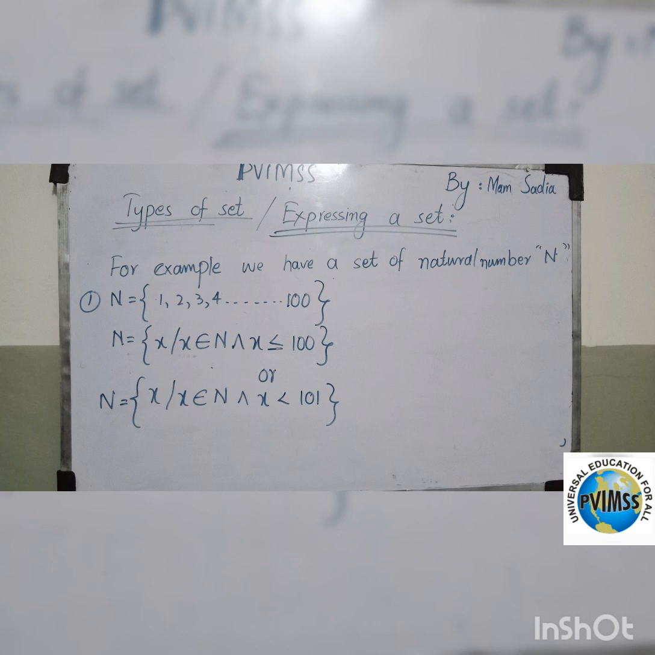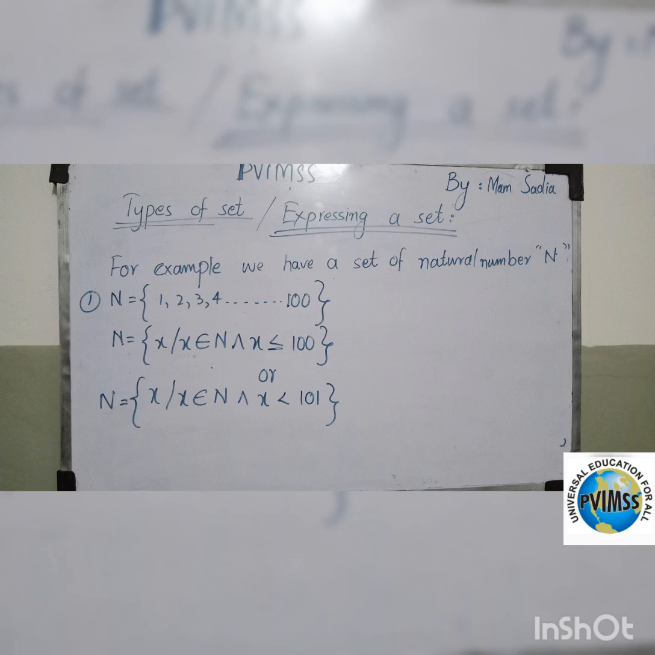How will we write it? x such that x belongs to N, natural numbers, and x is less than or equal to 100, meaning that our last element is 100. All the elements in this set are up to 100. We know that natural numbers start from 1, so no need to write the first element. We'll simply write x such that x belongs to N, meaning natural numbers, and x is less than or equal to 100.